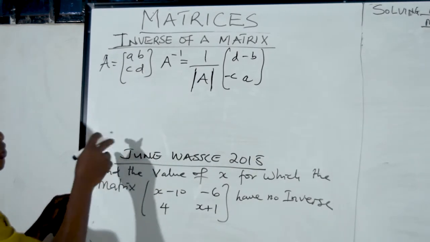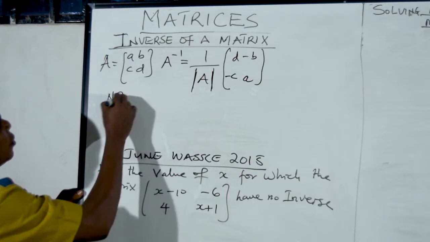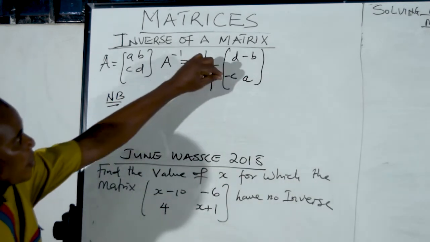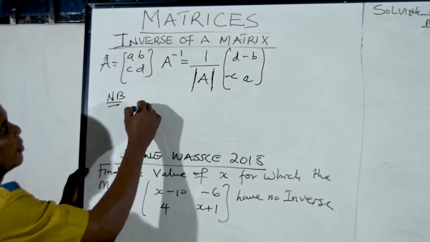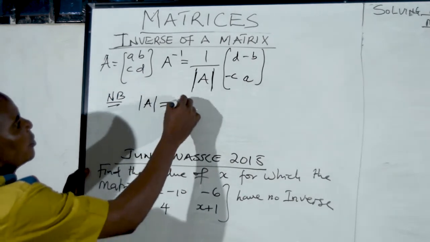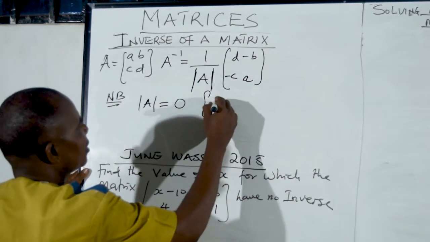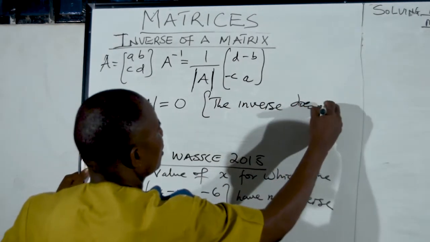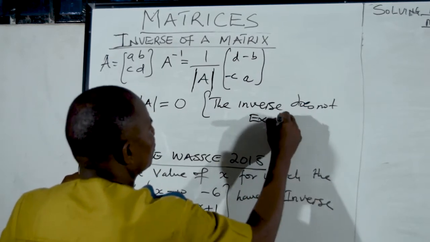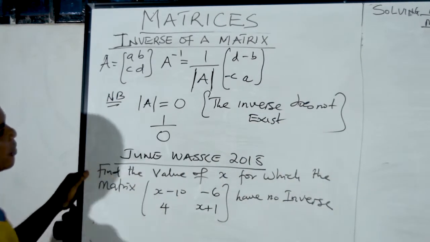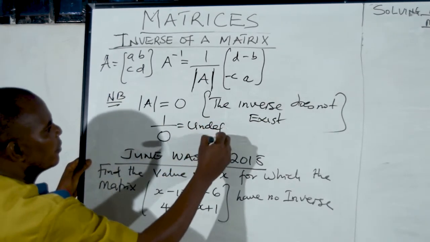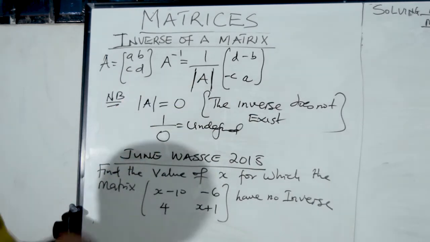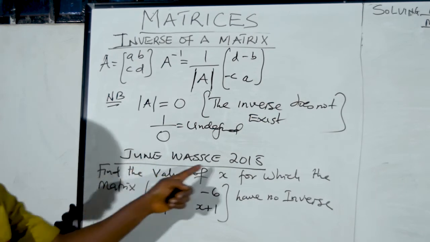Something you have to note now, because you know that when the denominator of a fraction is 0, then this matrix does not exist. Then the inverse does not exist at all, because any number divided by 0 is undefined. So if this is a denominator and it becomes 0, then the whole expression is undefined.